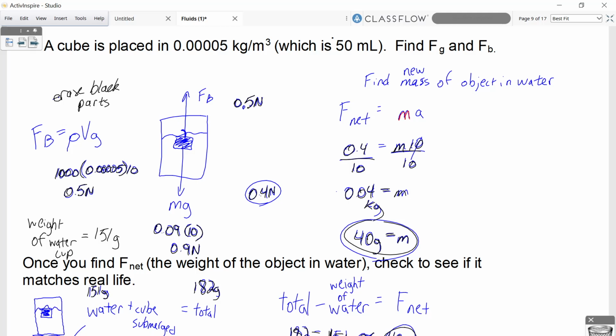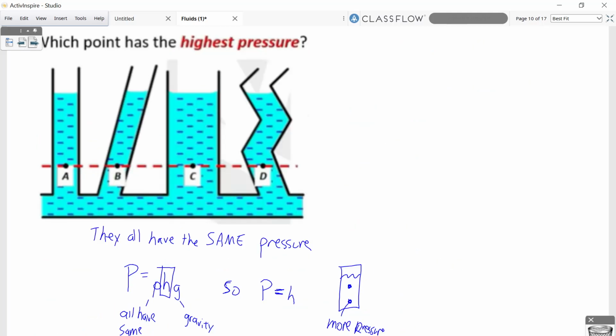Okay, so let's go ahead and skip to here. Which point has the highest pressure? So pretend that you have a little guy here. Okay, it's underneath water. There's another little guy here. And you're going to feel the pressure in your ears when you're in water, right? You've gone swimming, you swim 10 feet down, you really feel the pressure, okay? So which point is going to have the highest pressure? They're actually all going to have the same amount of pressure.